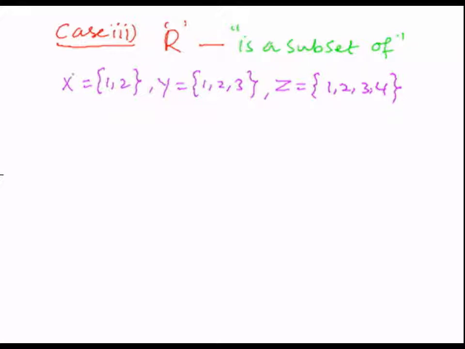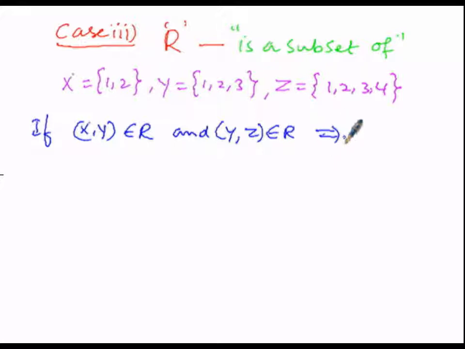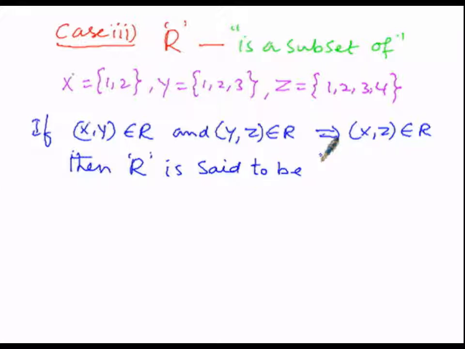But here the property is is a subset of. So here if x comma y belongs to R and y comma z belongs to R, then that implies x comma z also must belong to R. Then only the relation R is said to be transitive. Then now let us see whether the condition holds good or not.